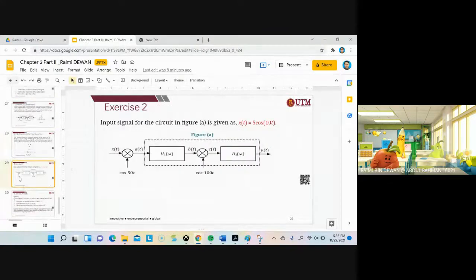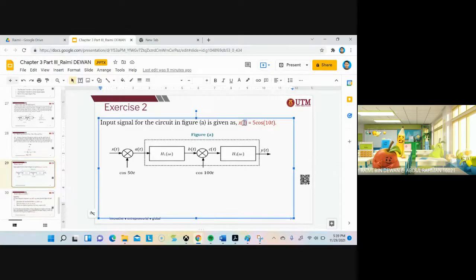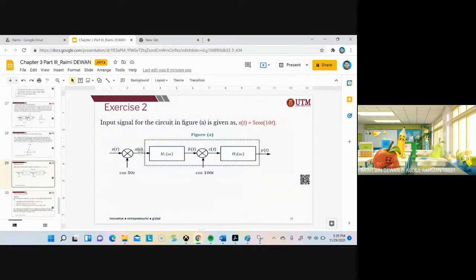And then exercise 2, input signal for the circuit in figure A is given as xt = 5 cos 10t. Where is the input? Here. So you can see here is 5 cos t. Then you see here is t, is time domain. You need to Fourier transform it. And then you have cos 50t. Then you have AT, means A omega. Then this is your system in figure A. Then you have your YT. So you see here is actually H1 omega transfer function. This one is another transfer function.